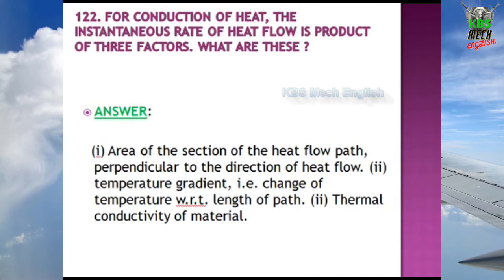Question number 122. For conduction of heat, the instantaneous rate of heat flow is the product of three factors. What are these? Answer. Factor 1: area of the section of the heat flow path perpendicular to the direction of heat flow. Second factor: temperature gradient, for example, change of temperature with respect to length of path. Third factor: thermal conductivity of the material.